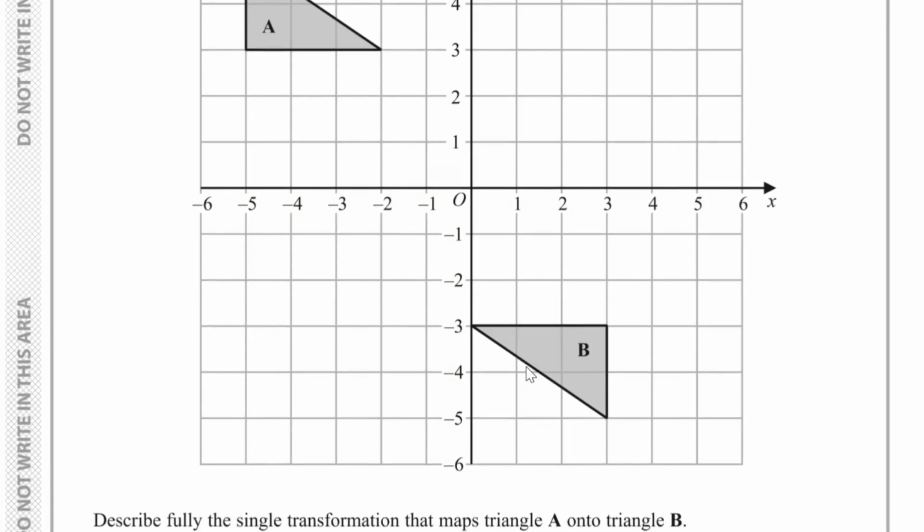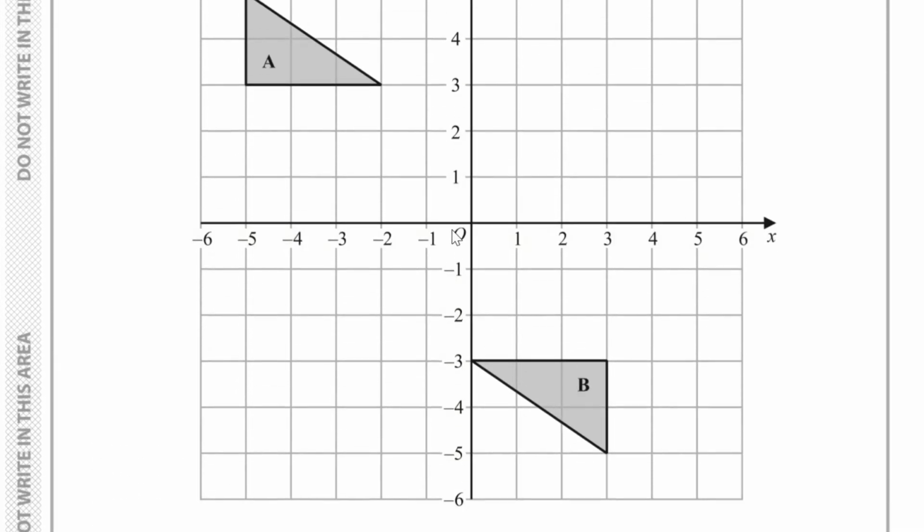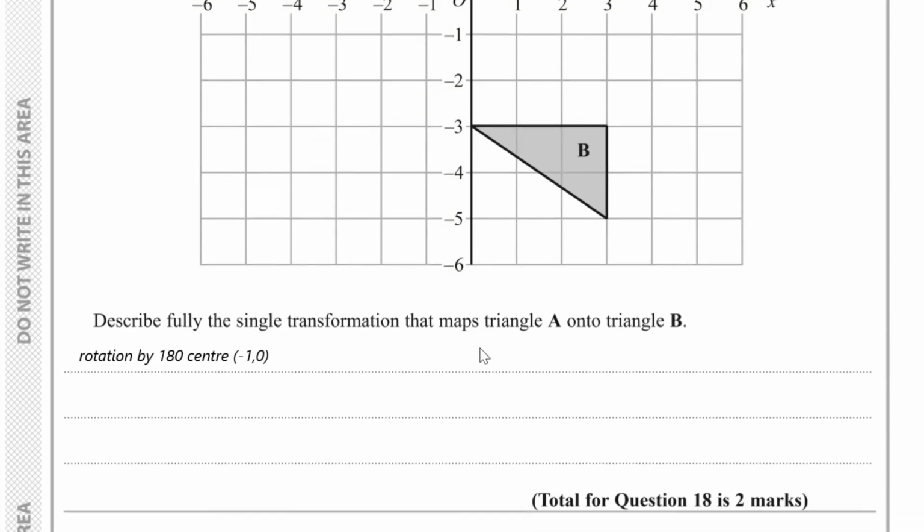Question 18, we've got shape A and shape B, and we have to describe the single transformation that maps A to B. So we've got rotation by 180 degrees, center minus 1, 0.